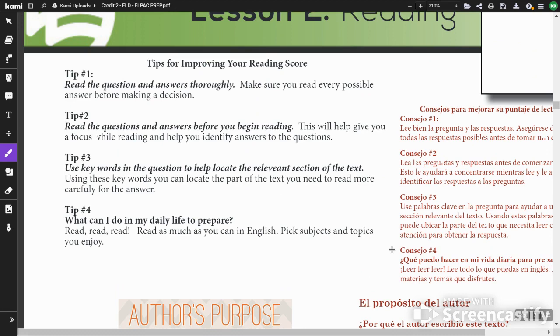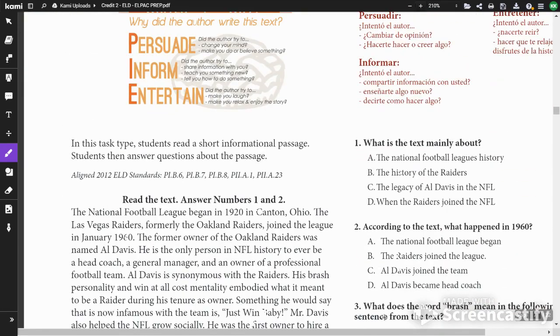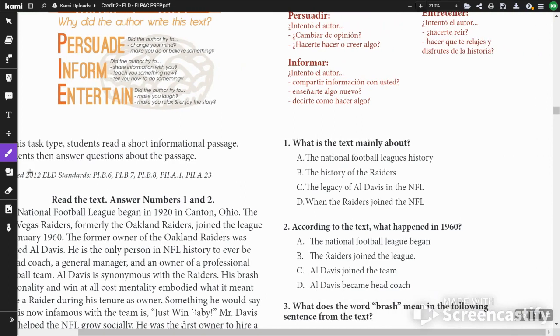So tip number 1 is you want to read the questions and answers thoroughly. Make sure you read every possible answer before making a decision. What I kind of want to show you is what that means. Let's take a look at this one. Let me make this smaller.